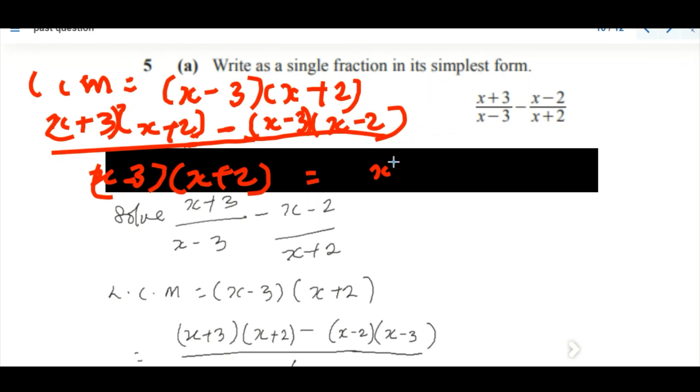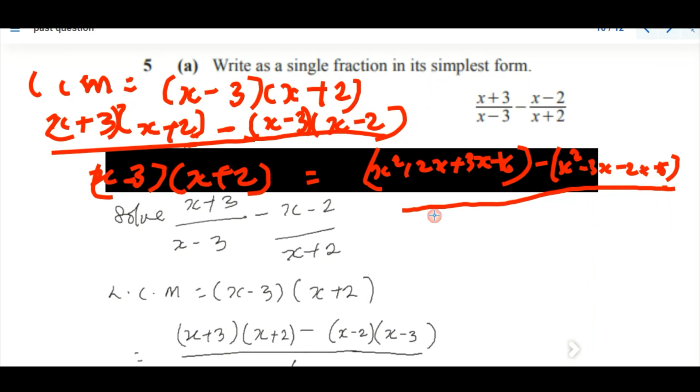It's going to be x squared plus 2x plus 3x plus 6. Remember, we are still putting in the bracket minus x squared minus 3x plus 2x plus 6, all over x minus 3, x plus 2. Don't forget that we have a minus sign in front of the bracket. So we are opening this second expression with the minus. By the time you bring in the minus, the signs inside the bracket will change.